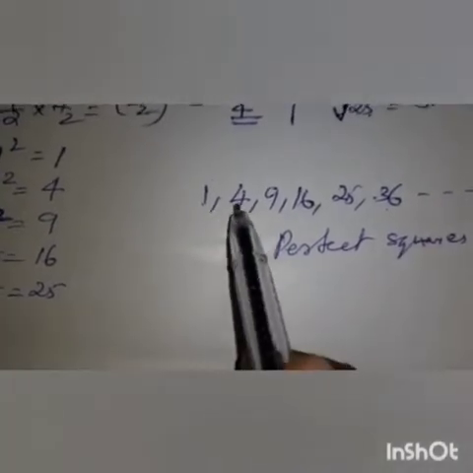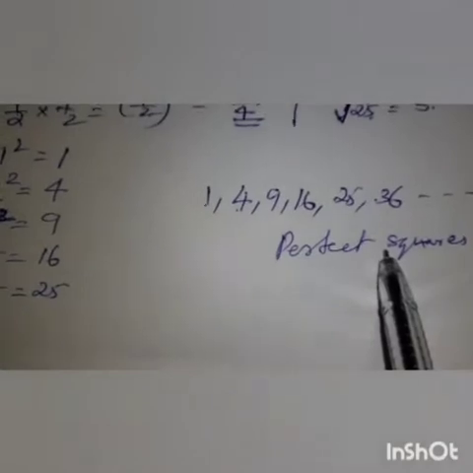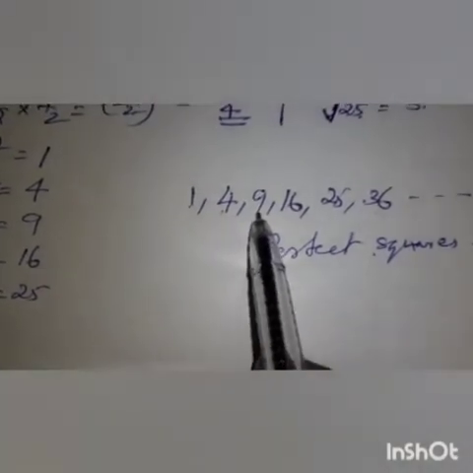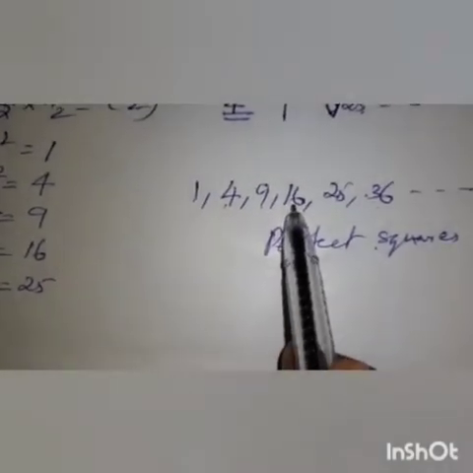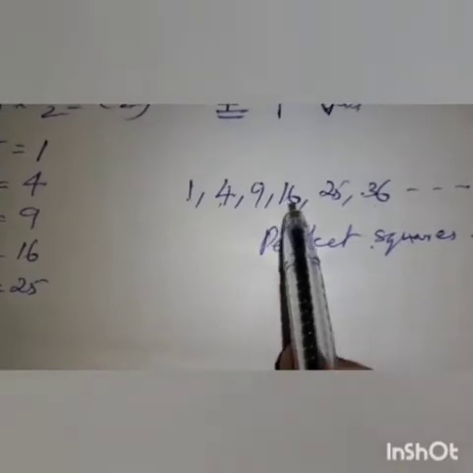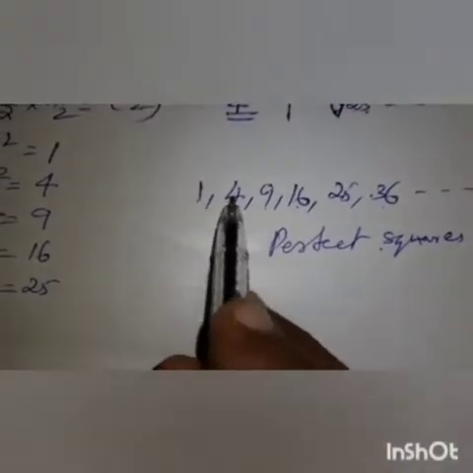It is a product. The product you are getting is a perfect square. So 2 into 2, 4. 3 into 3, 9. 4 into 4, 16. Then what are the numbers in between?